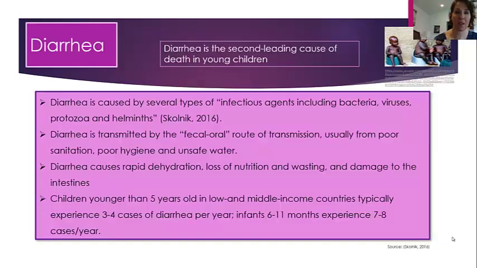Diarrhea is the second leading cause of death in young children. It's caused by infectious agents including bacteria, viruses, protozoa, and helminths, and it's usually transmitted through the fecal-oral route. It causes rapid dehydration, which is what kills most kids.